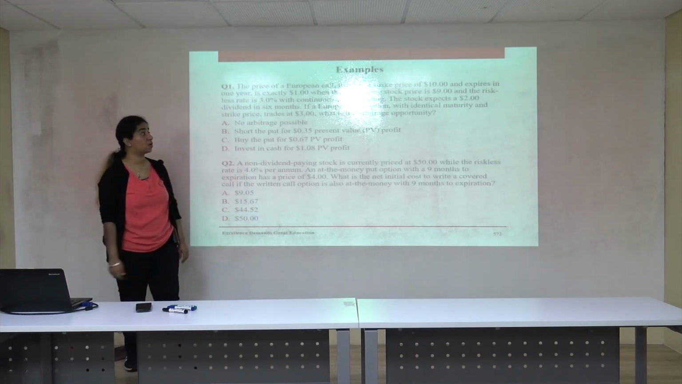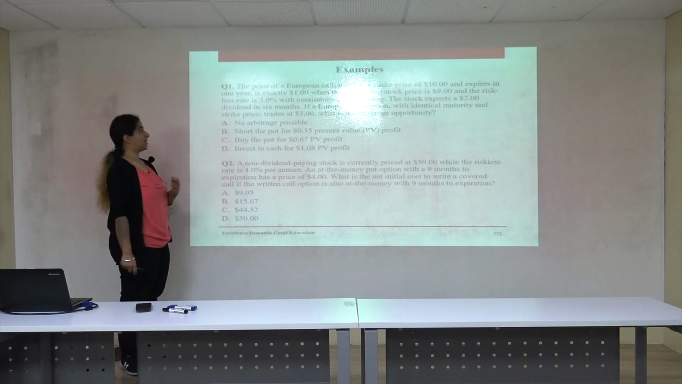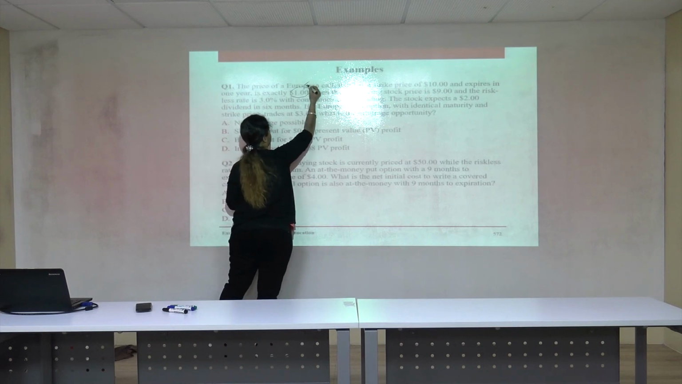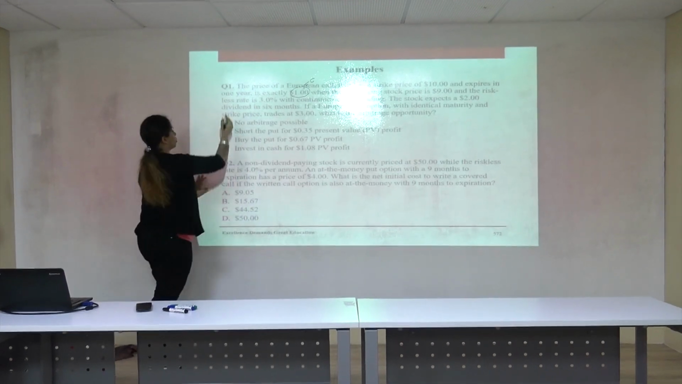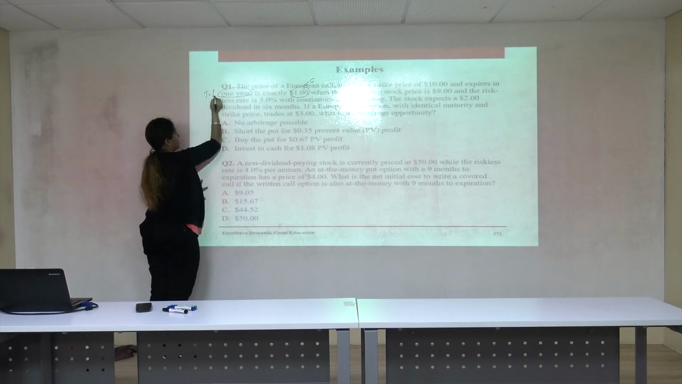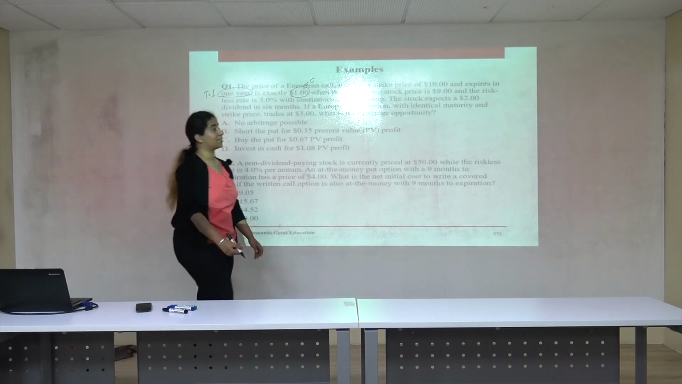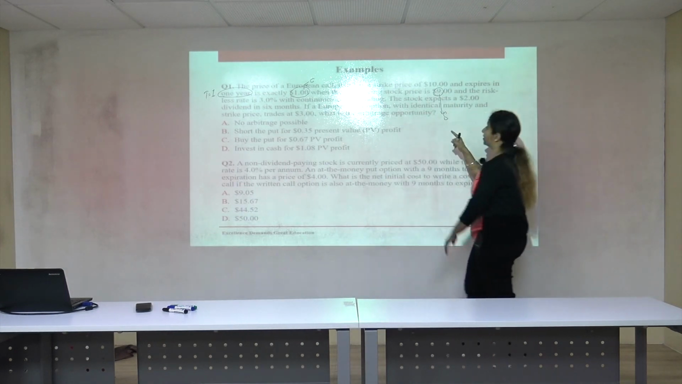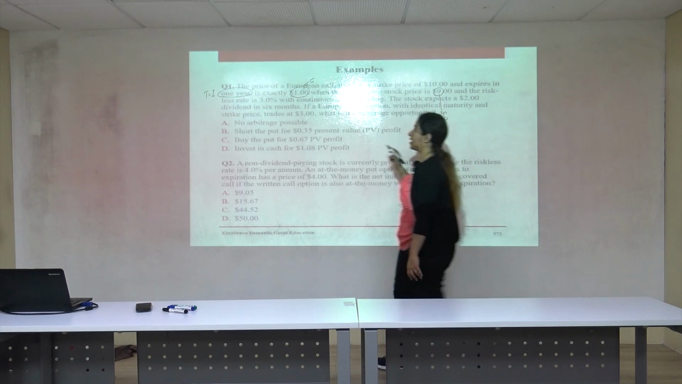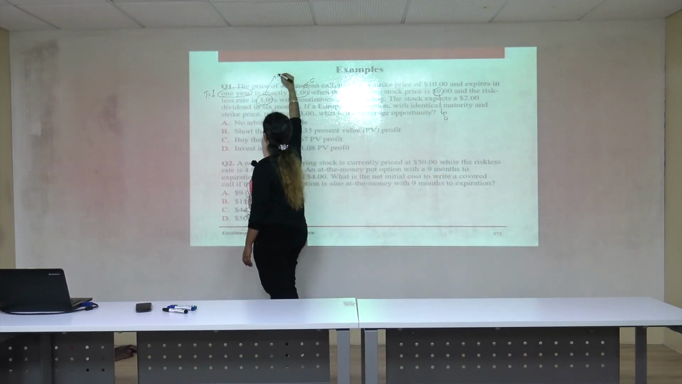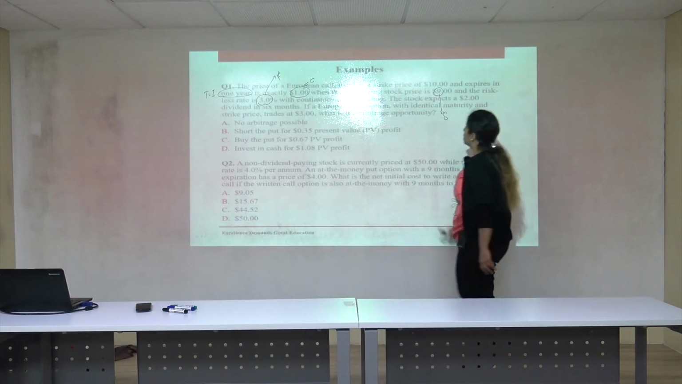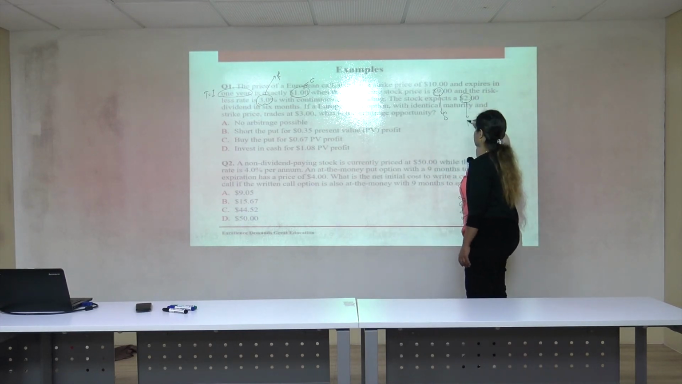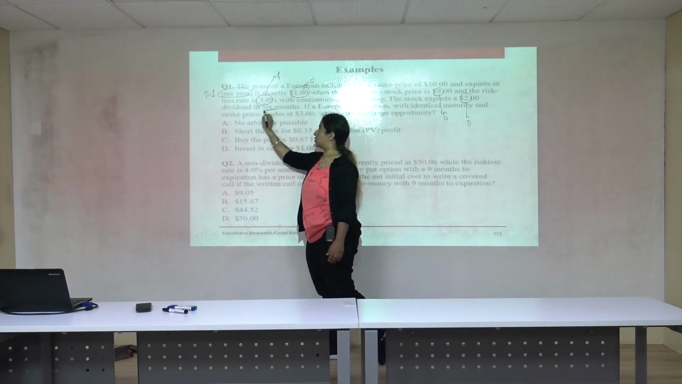The price of a European call that has a strike of 10 and expires in 1 year is exactly $1. So your call is worth $1 and it has a maturity of 1 year. The underlying stock is at 9, so the stock is trading at 9, and the risk-free rate is 3%. So your RF is 3%. The stock expects a $2 dividend in 6 months. So that's the dividend you're expecting, and that's the time in which the dividend is going to come.